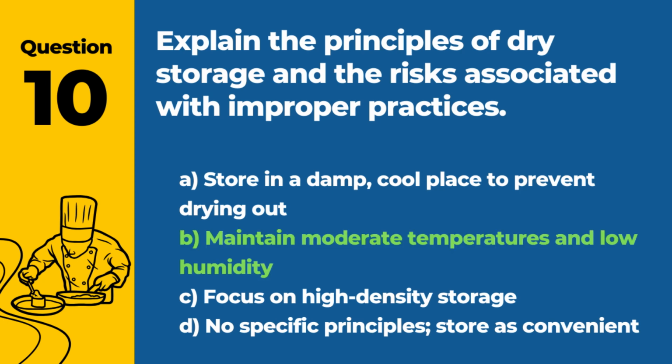Answer. B. Maintain moderate temperatures and low humidity. The principles of dry storage involve maintaining moderate temperatures and low humidity to prevent the growth of pathogens and spoilage organisms, as improper practices can lead to contamination and spoilage of stored food.